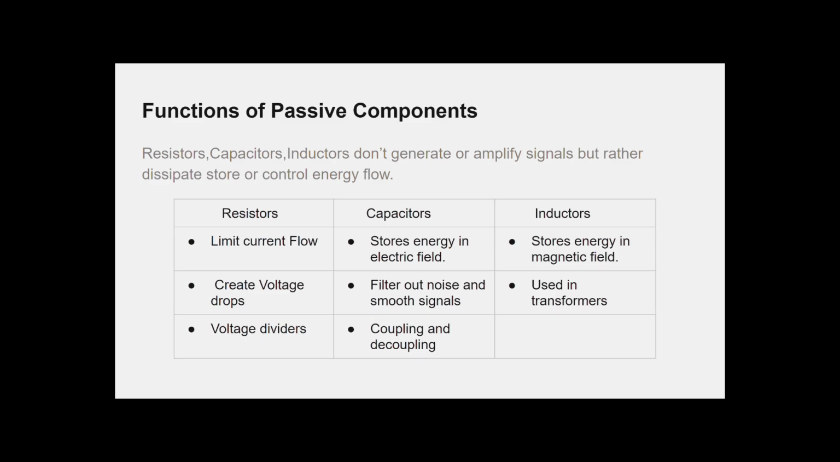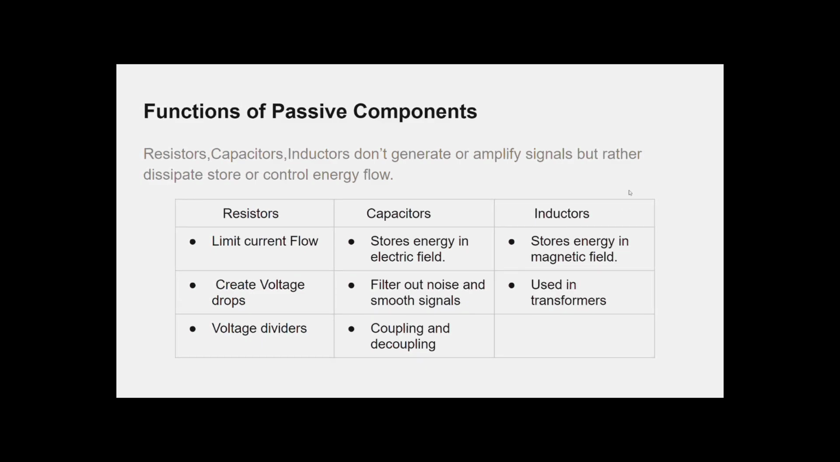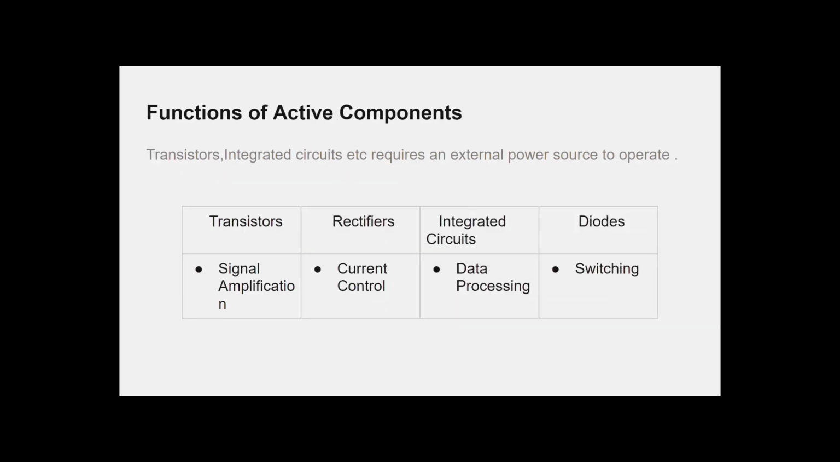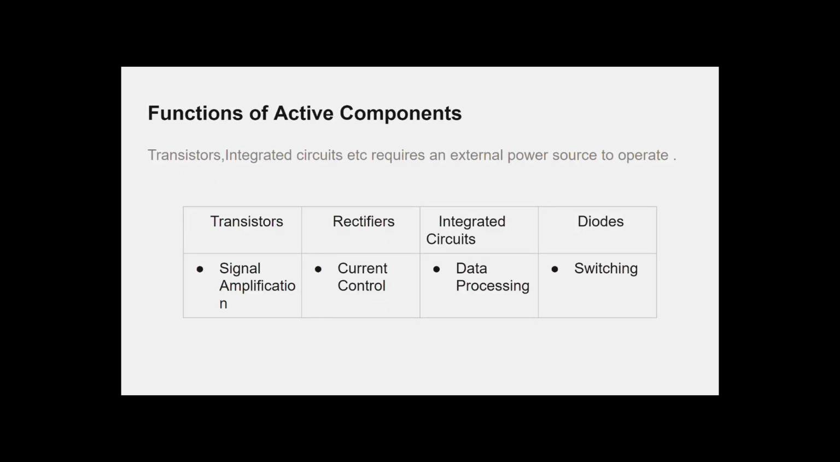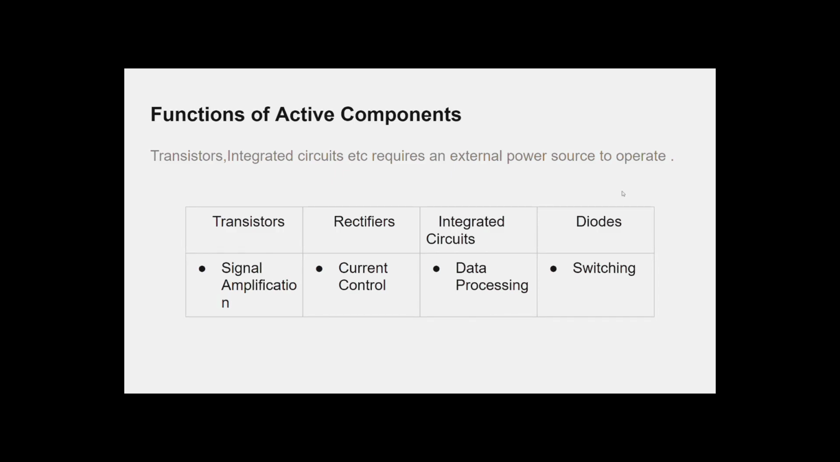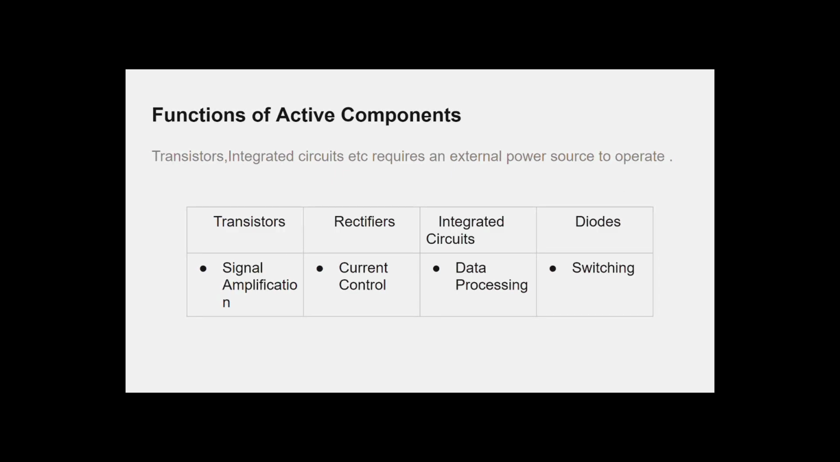Next comes the functions of active components. Transistors and integrated circuits require an external power source to operate. Means they are acting as the brains for electronic systems. Transistors and operational amplifiers can increase the strength of the electrical signals, allowing for the creation of devices like radios, audio amplifiers and other systems that require signal processing.